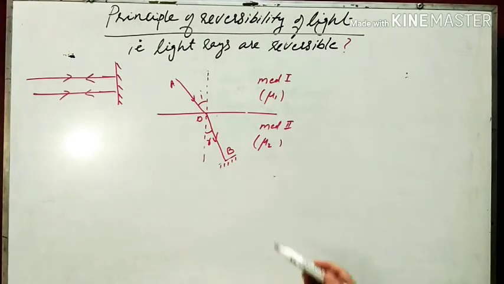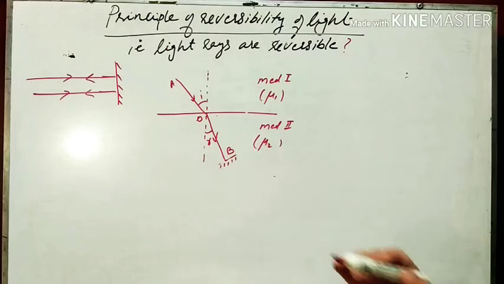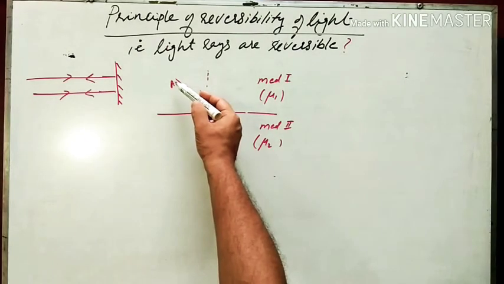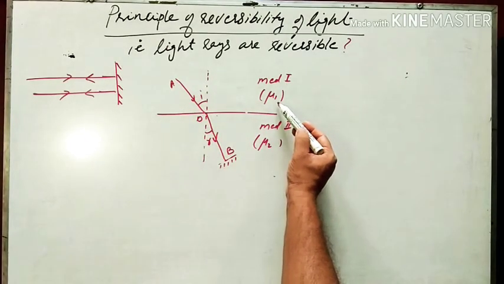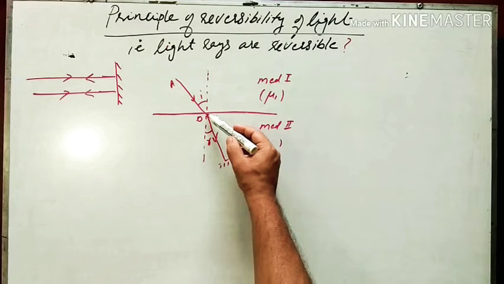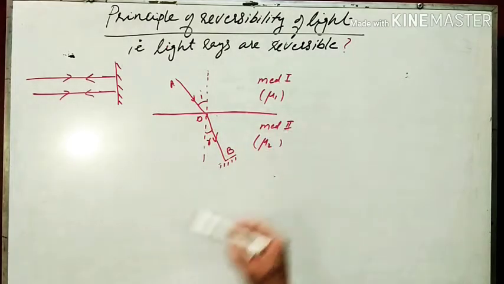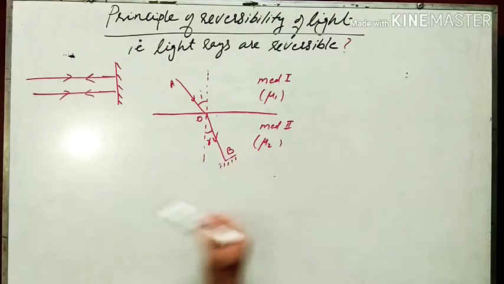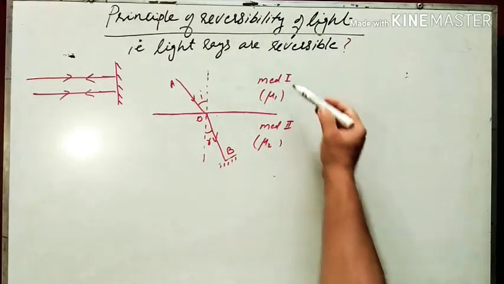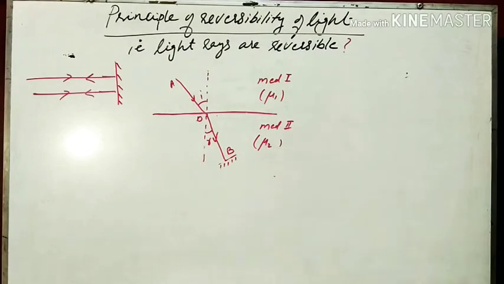Now let us apply this principle of reversibility of light in case of refraction of the light, and let's check it out. Let's see what result we get with the help of the principle of reversibility of light. As you can see on the board, a ray of light traveling through medium 1 with refractive index mu1 is incident at the surface of separation between two media, and it is getting refracted into medium 2 with refractive index mu2. It is bending towards the normal, as the refractive index of medium 2 is greater than that of medium 1. So medium 1 is a rarer medium, and medium 2 is a denser medium.